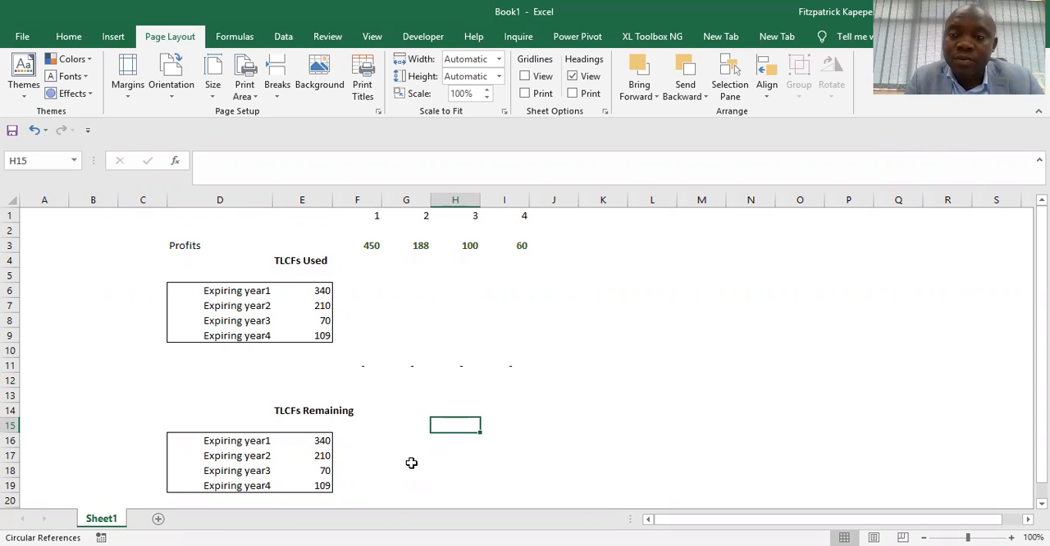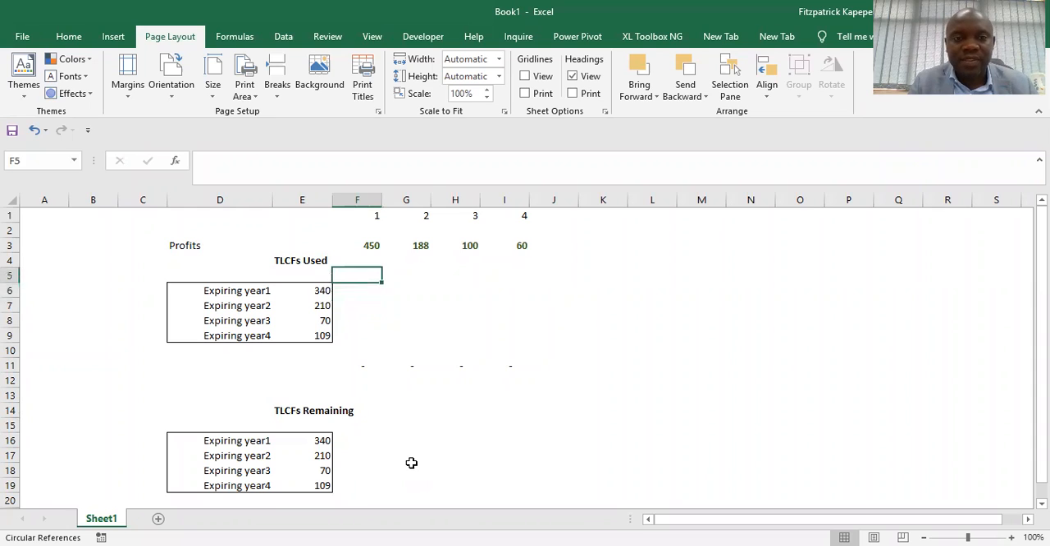Today we'll spend a bit of time on tax loss carried forwards and how you can actually model it in Excel. But first thing, let's try and do it in a manual way. I think that will make a lot of sense.